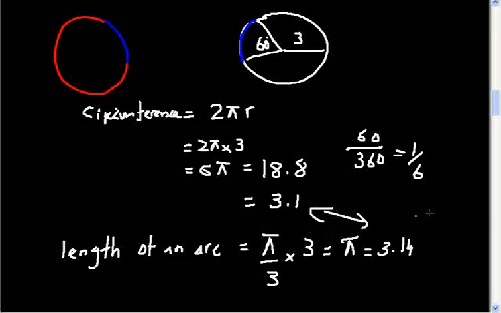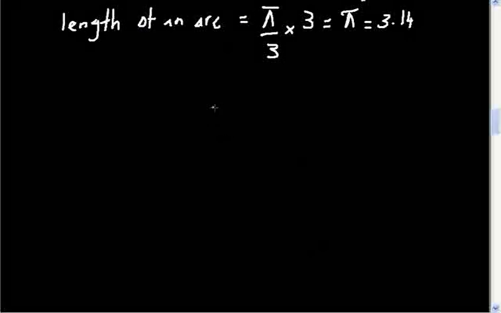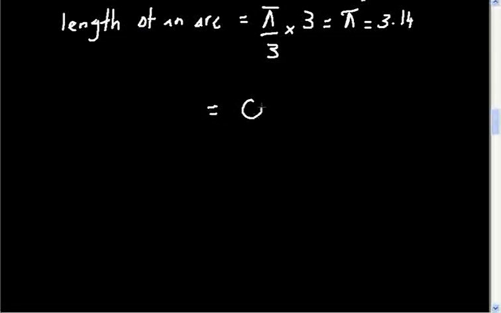The answers tally up, don't they? So that's all you've got to do to work out the length of an arc. You've just got to multiply the angle, given in terms of radians, times the radius.